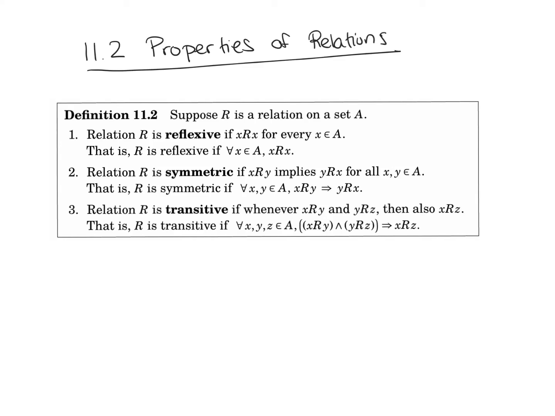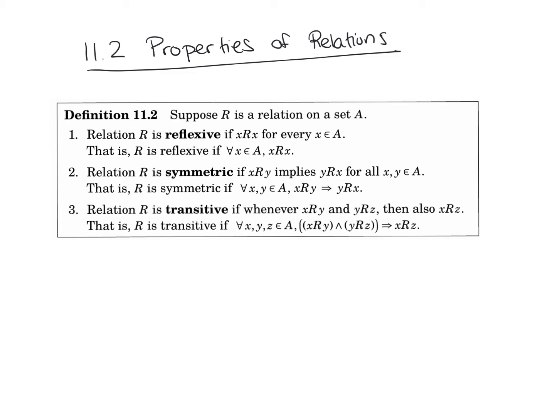There are three important properties of relations that we're going to talk about, and that's what section 11.2 is on. Those properties are called reflexive, symmetric, and transitive properties, and we're going to go through each of them here. A relation R is reflexive if xRx for every x in A.